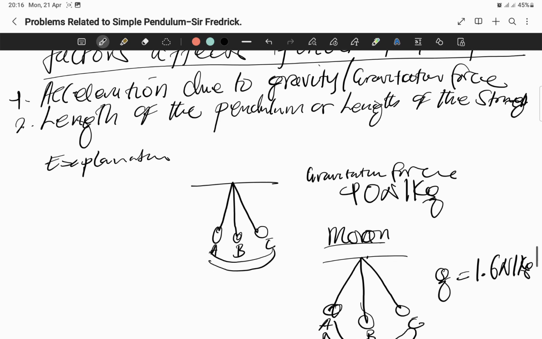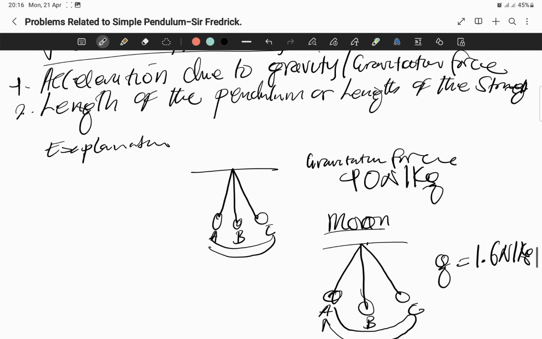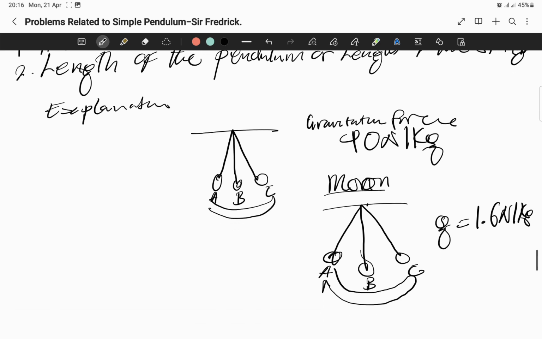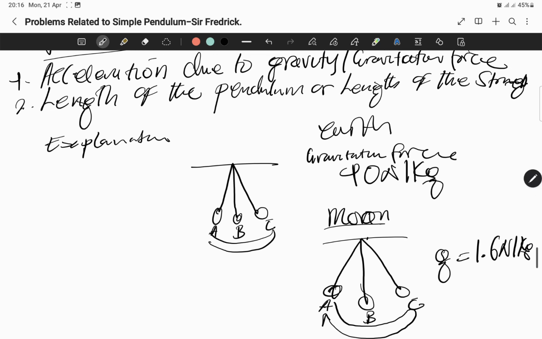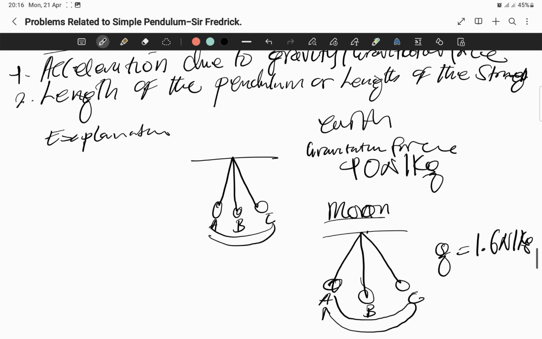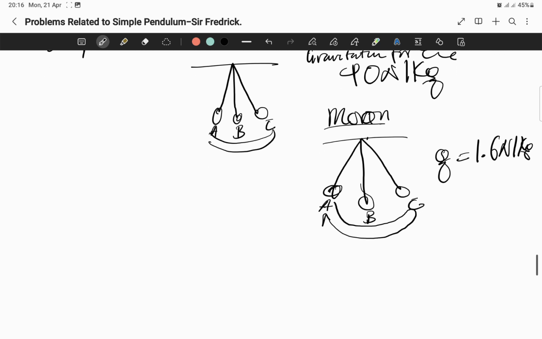So I've explained how the acceleration due to gravity affects the period of a pendulum in two scenarios, on the moon and on Earth. Now, how does the length of the pendulum affect the period of a pendulum? So we know that the length of the pendulum is the distance from the support to the center of the mass, or the center of the bob. So this is what we call the length of the pendulum.